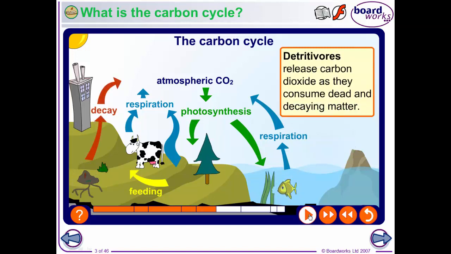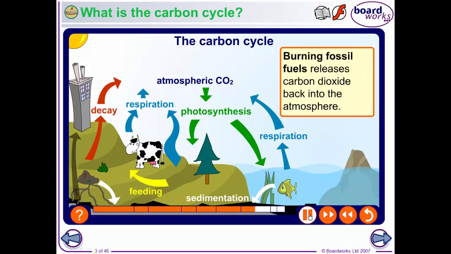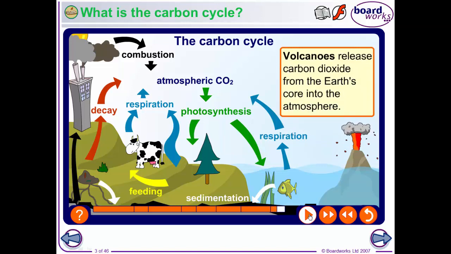First thing, decomposers. They release carbon dioxide as they consume the dead and decaying matter. That's one thing. Secondly, the sediments from the dead matter also form fossil fuels and carbon-based rocks. And of course, you know what we do with fossil fuels. We burn them. And in burning them, there again, we produce carbon dioxide, which is released into the atmosphere. And the third thing is volcanoes also release vast amounts of carbon dioxide from the Earth's core into the atmosphere. So that's basically it, really.